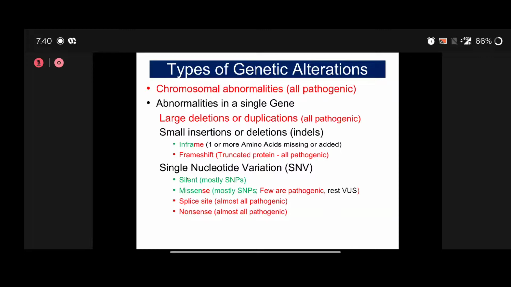So these are called silent or synonymous variations. Most of them have no consequence on protein function, and they are SNPs, single nucleotide polymorphisms, but sometimes they could affect the splicing or some other reasons. Then missense. Missense means it is sensing for another amino acid. These terms are important because you will read them in the reports. So instead of, let us say, threonine, now you have alanine or some other amino acid.